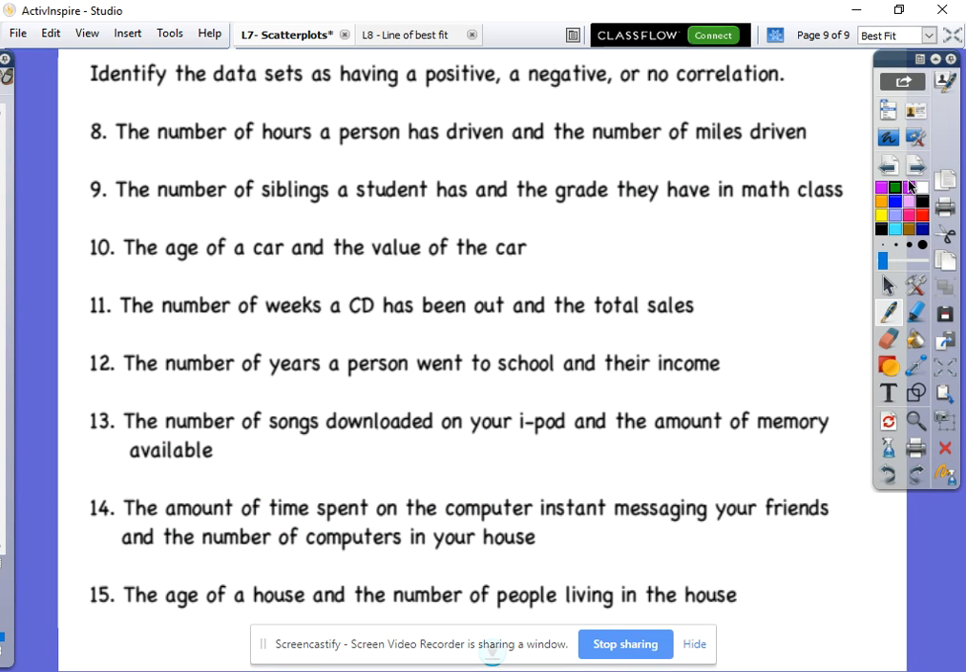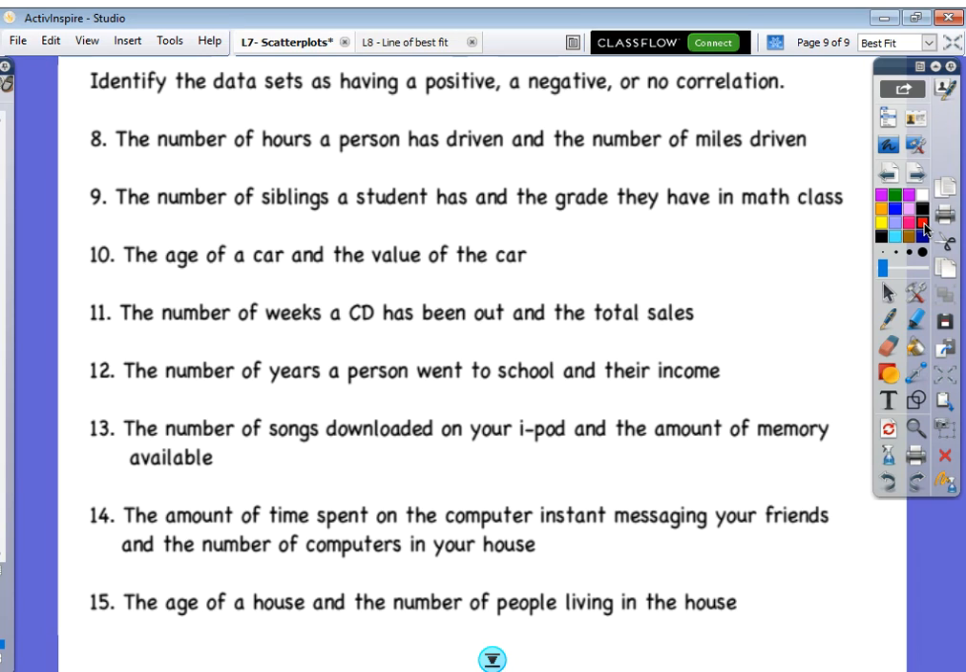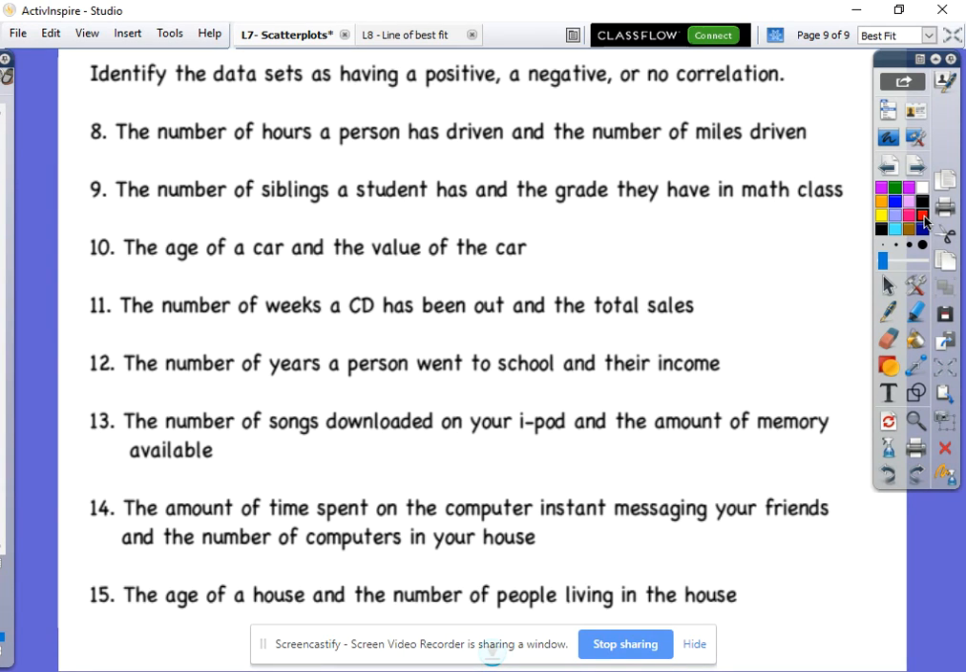So the last part here is to really practice, not necessarily graphing these, but thinking about whether this has a positive, negative, or no correlation whatsoever in the context of what the question is saying. So what I want you to do is press pause on the video and try to answer all of these with a positive, negative, or no correlation. Then I'll come back and let you know how you did. So go ahead and press pause and we'll go from there.